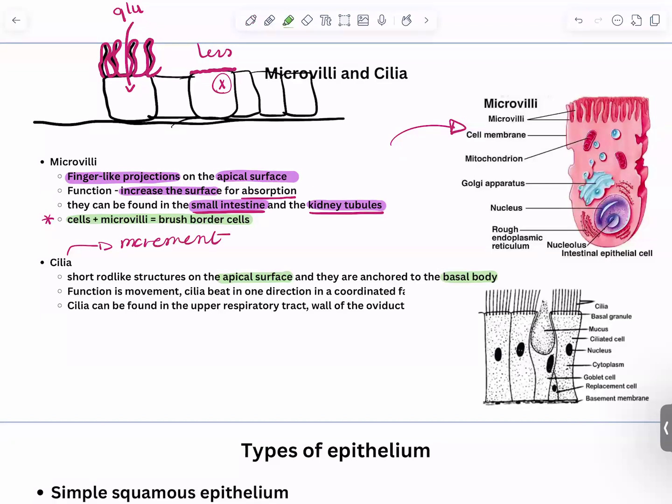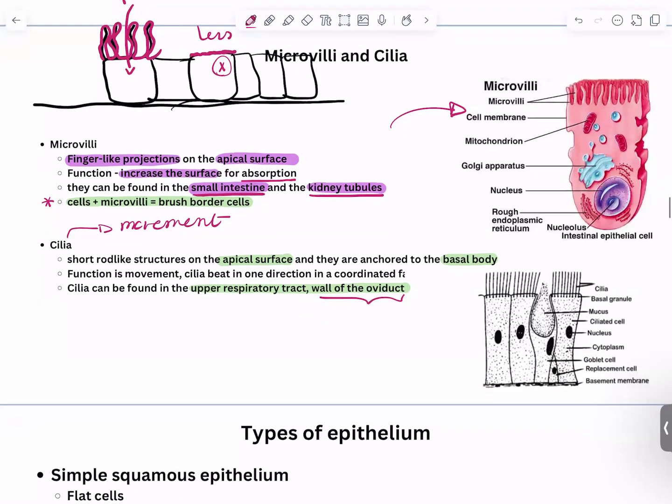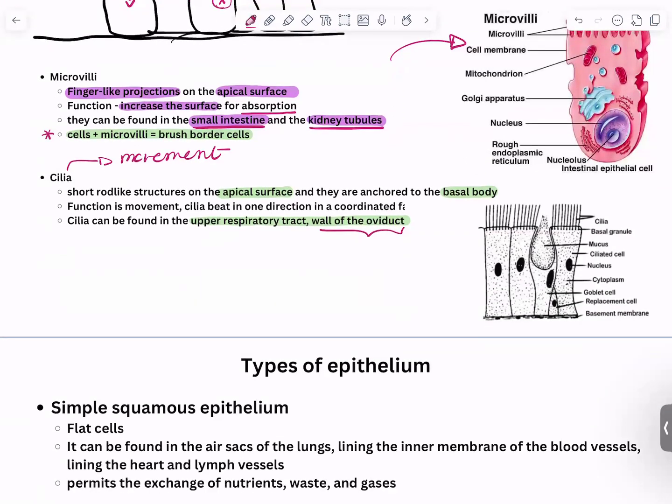It can be found in the upper part of the respiratory system and the wall of the oviduct, only in the female body. Remember, the male body obviously doesn't have an oviduct, so it appears only in the female body. But what is the upper part of the respiratory tract? Guys, I'm not really good at drawing, so you're not allowed to make jokes, but imagine that this is the head, okay? And this is your nose. It looks like a bird, but it's fine. And then it comes down, then it goes to lung 1, lung 2, left and right.